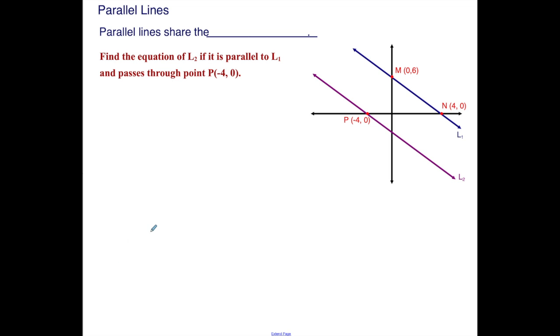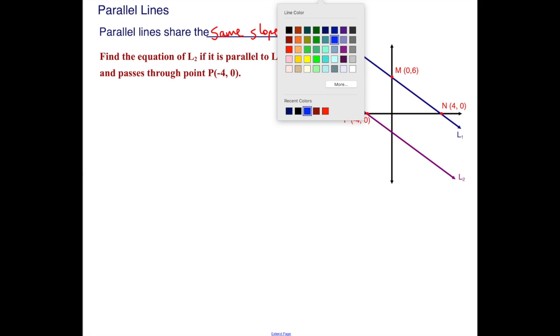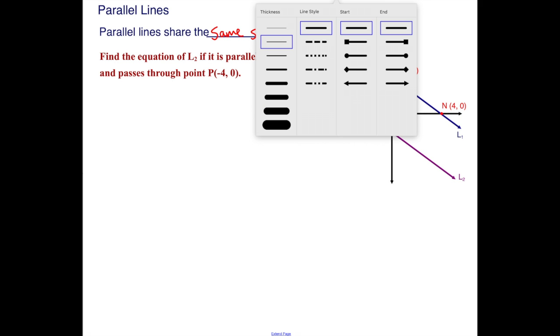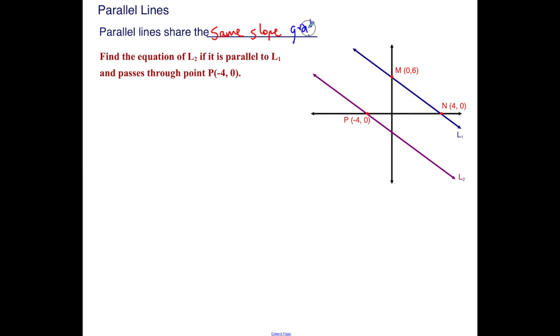Now with our equation of lines, we'll be able to figure out if lines are parallel or perpendicular. So we're going to start with parallel lines. Parallel lines share the same slope. We know that from Algebra 1. Or now we are in IB, we say gradient. All right, so here's the question. Find the equation of L2. Here's L2 right here. If it is parallel to L1, that means they have the same slope. And L2 also passes through point -4, 0.